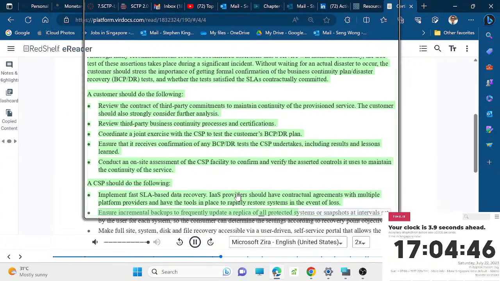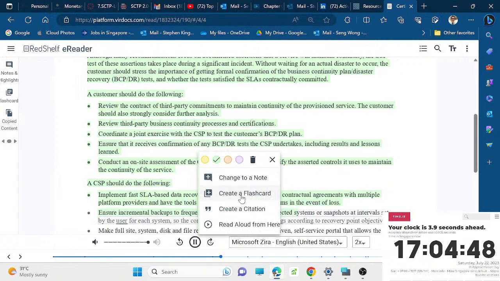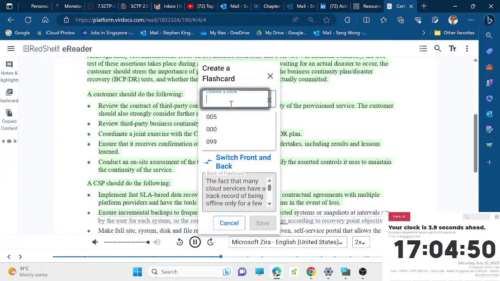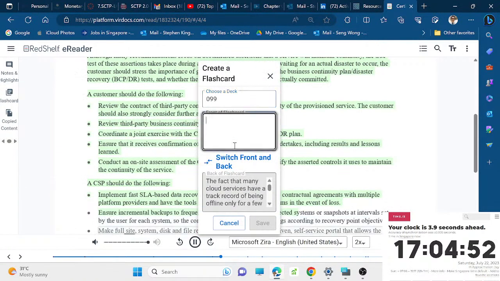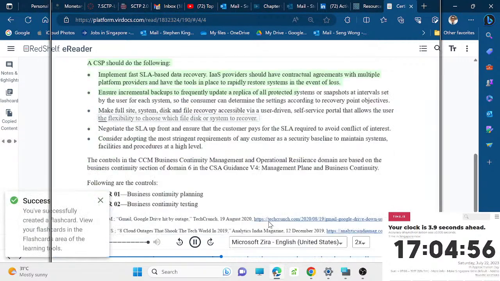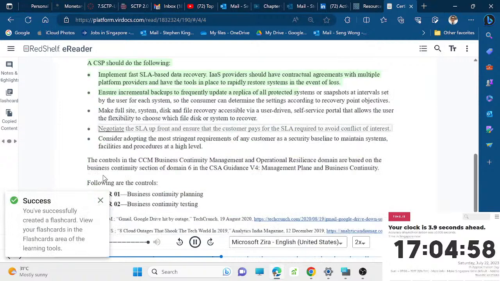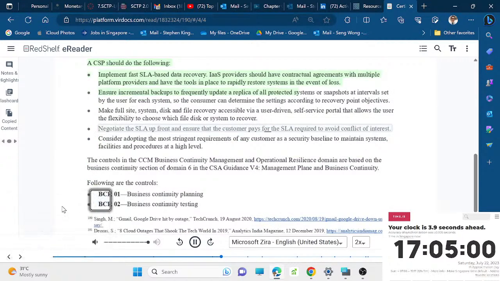Ensure incremental backups to frequently update a replica of all protected systems or snapshots at intervals set by the user for each system, so the consumer can determine the settings according to recovery point objectives. Make full site, system, disk, and file recovery accessible via a user-driven, self-service portal that allows the user the flexibility to choose which file, disk, or system to recover. Negotiate the SLA up front and ensure that the customer pays for the SLA required to avoid conflict of interest.